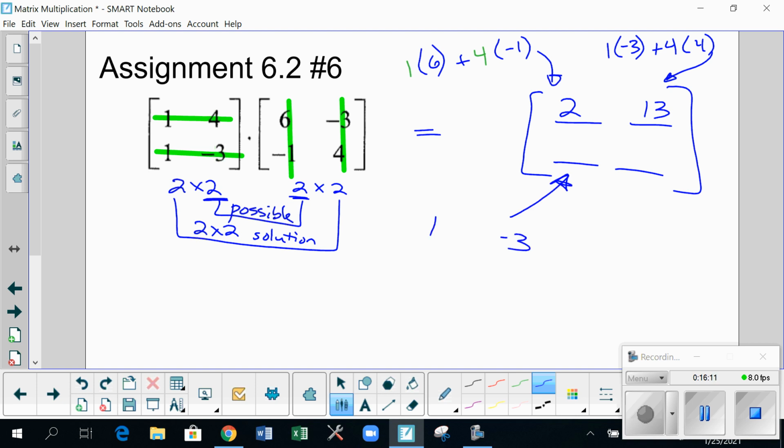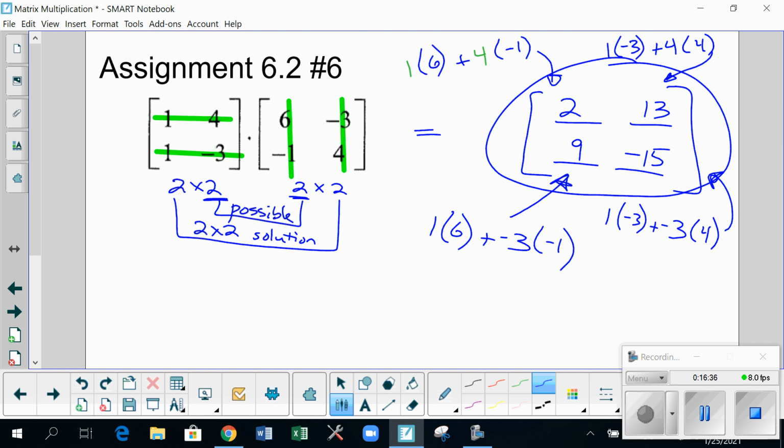Now to get my bottom answers, I'm going to take the bottom row of my first matrix and combine it with the left column of my second matrix. This would be 6 plus 3, which is 9. And then to get my bottom right answer, I take the bottom row of my first matrix, combine it with the right column of my second matrix. As such, this would be negative 3 plus negative 12. The answer is negative 15.